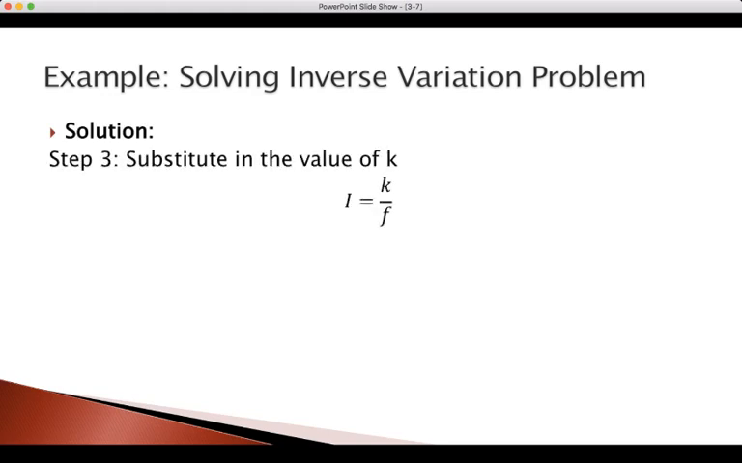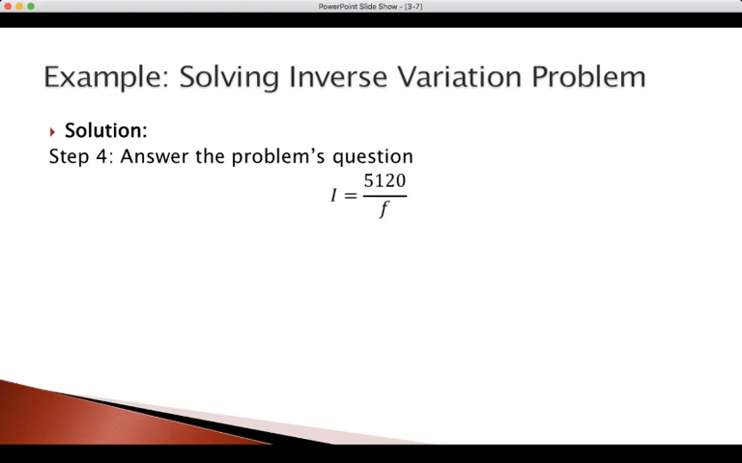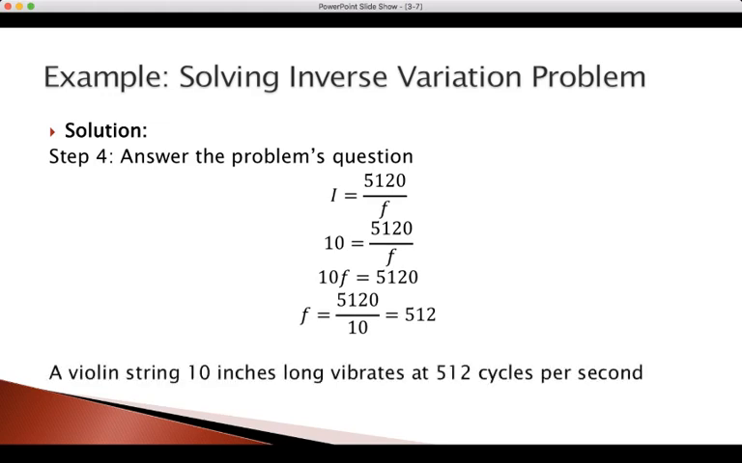Now, let's sub that back into our original equation. So we have L is equal to k over f, but we just solved for k. So L is now equal to 5,120 divided by f. Now we can actually solve the problem's question. We sub in the length of the string being 10, and we are asked to solve for f. So move f over to the left-hand side. We get 10f is equal to 5,120. Now we divide through by 10, and we get the frequency is equal to 512. In short, a violin string 10 inches long vibrates at 512 cycles per second.